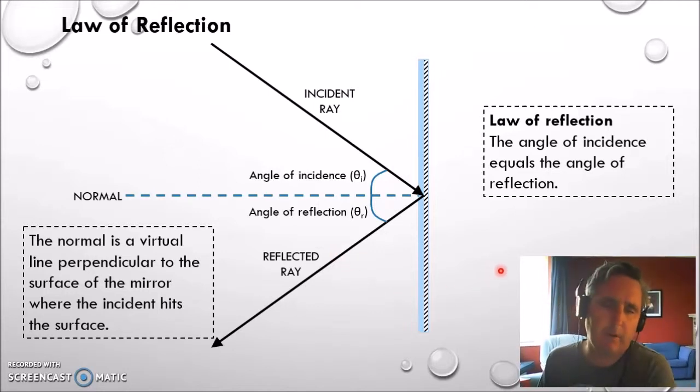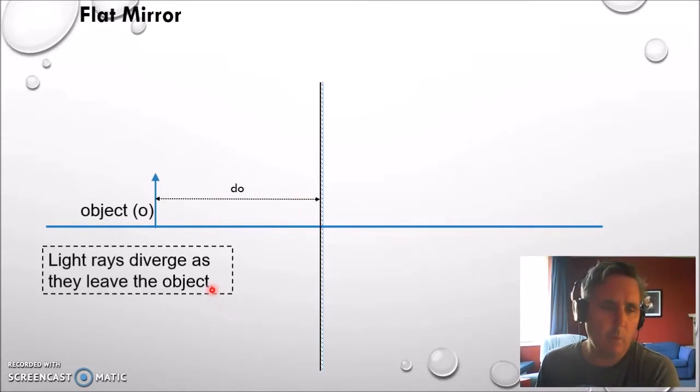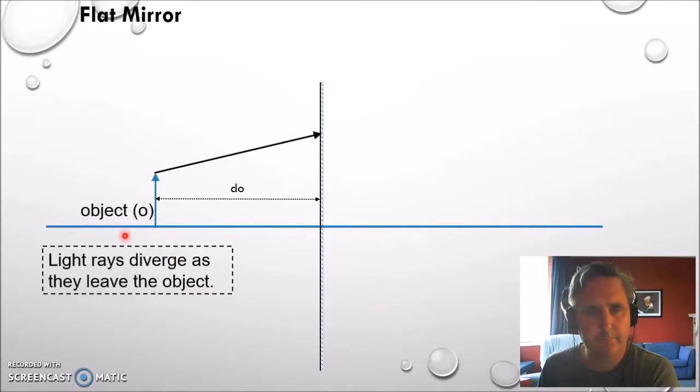Okay, let's apply this to a situation. Here is a flat mirror with an object that is a distance away from the flat mirror. DO is the distance the object is away from the flat mirror. One thing to note is that when light rays leave the top of this object, they will diverge. They all move in different directions. So someone over on the right can see this object and someone on the left can see this object. So we'll draw one of the light rays coming off.